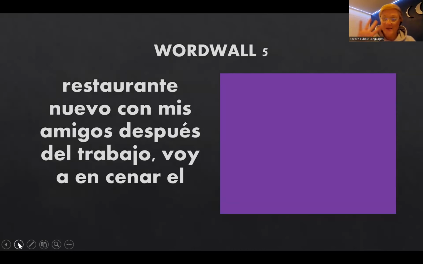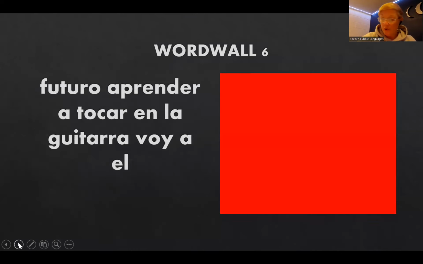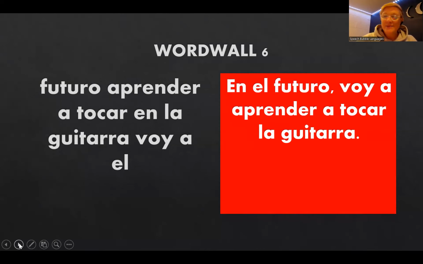Word wall 5 now. Después del trabajo, voy a cenar con mis amigos en el restaurante nuevo. After work, I'm going to eat dinner with my friends in the new restaurant. We're almost there. Word wall 6. En el futuro, voy a aprender a tocar la guitarra. In the future, I'm going to learn to play guitar.